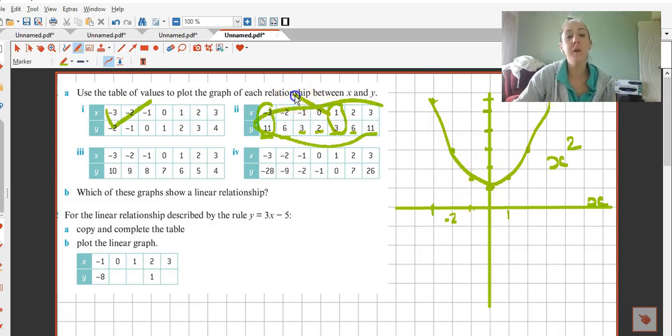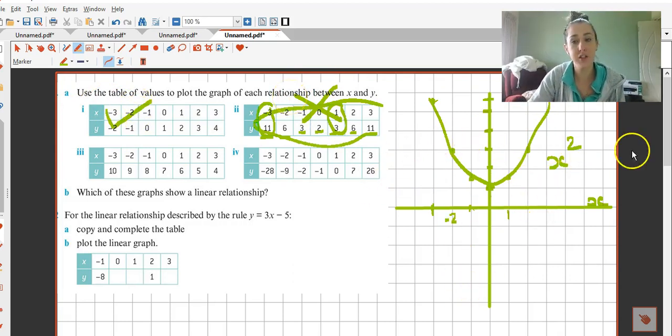But again, we're not concerned with that yet. So we're just going to say that's not a linear relationship. It's not a straight line that we're concerned with. So we're just going to leave that one there.